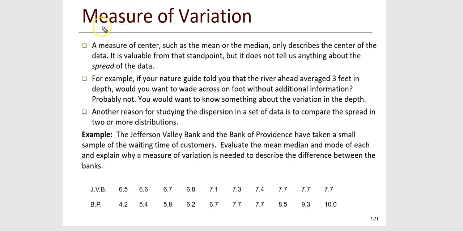In this lesson, we're going to look at measures of variation in data sets. As we've seen already, we've studied measures of center for data sets, such as the mean, or median, or the mode. Well, they only describe the center of a particular data set. That's valuable, but it doesn't tell us anything about the spread or variation in our data set.